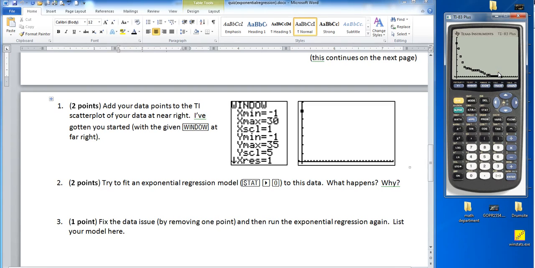It makes sense that it should be exponential because of the discussions we had in class. Regardless of whether you remember that or not, we can try to fit the exponential model. I'm using ExpReg, going to store it to Y1, and hit enter, and it's going to say error: domain. What happens and why?